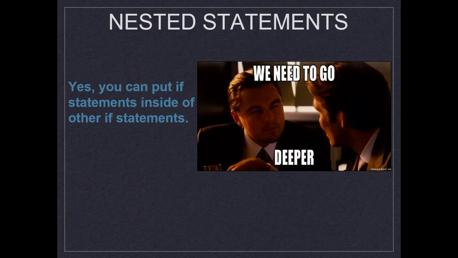All right, you may have been thinking this as well: what if I have a decision inside of another decision? This inception of decisions. And the answer is yes, you can put if statements inside of other if statements. That's no problem at all. That's actually a very common thing, and it's called nested statements, a statement within inside of a statement.